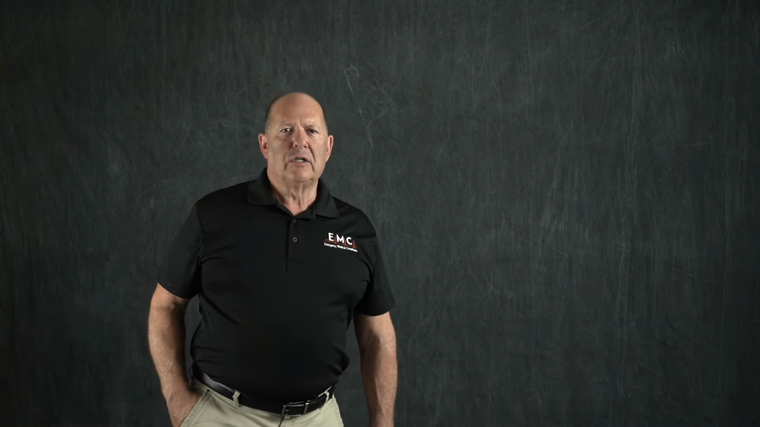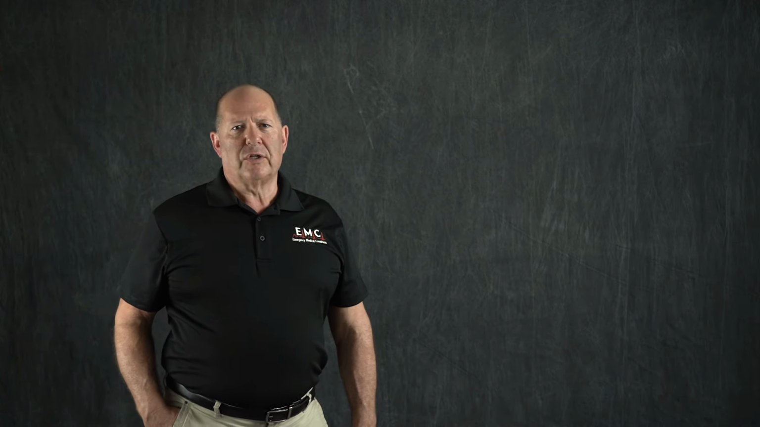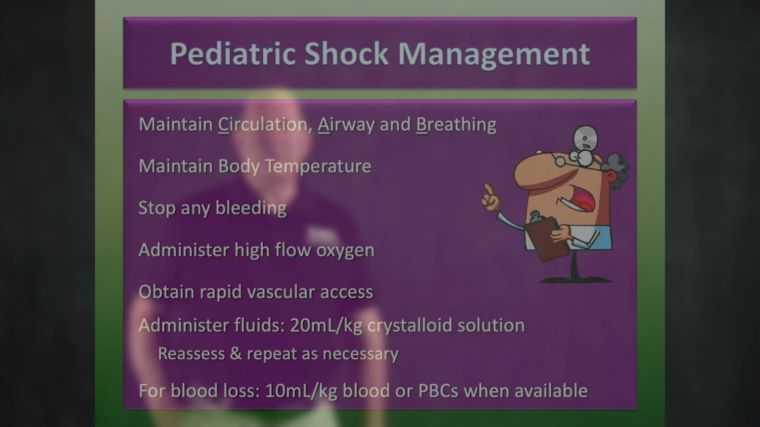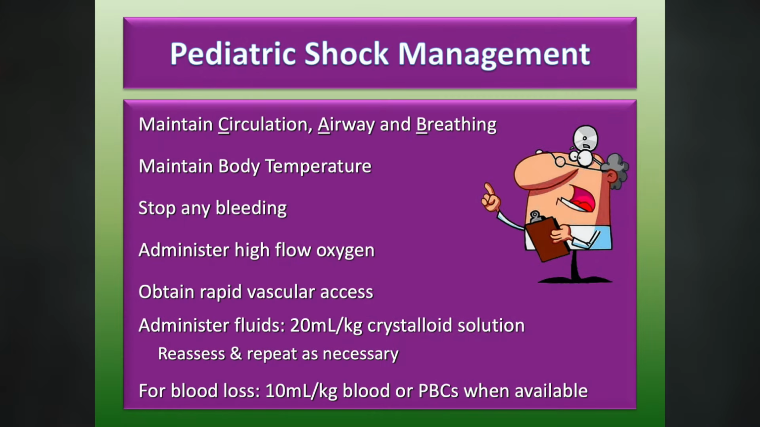So let's take a look at managing shock in children after we've recognized the condition. The first thing we say is maintain circulation, airway, and breathing like we do in all patients. Maintain body temperature. What that means is, if the child is hot and febrile, remove their clothes to cool them down. If the child is cool, like in traumatic shock, put some blankets on them to warm them up.